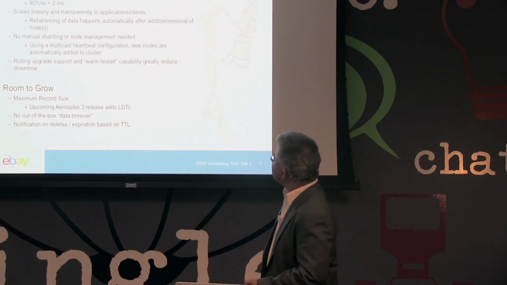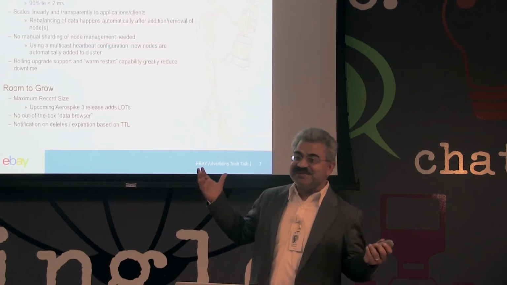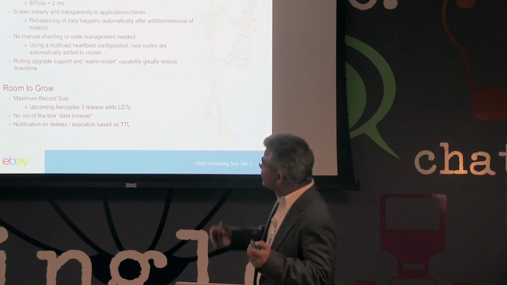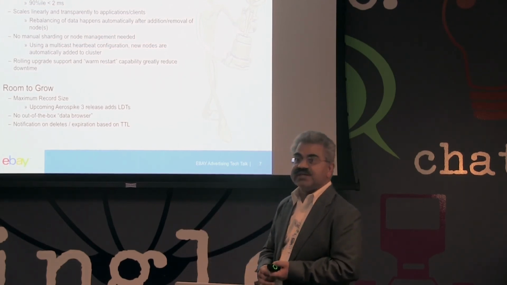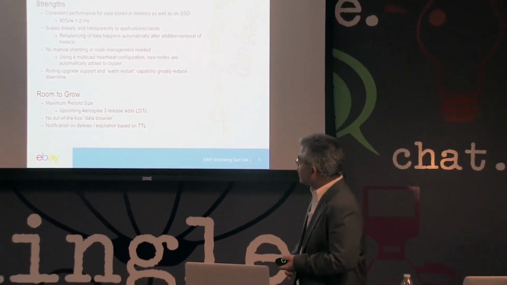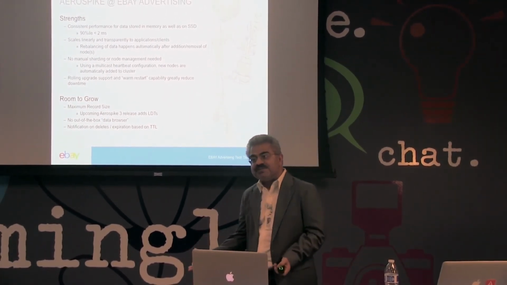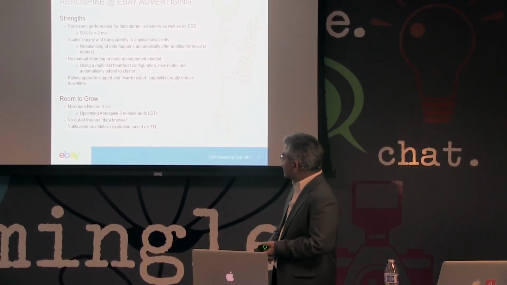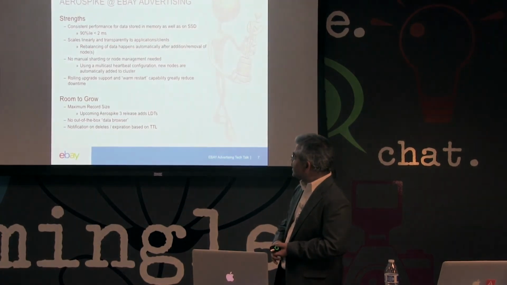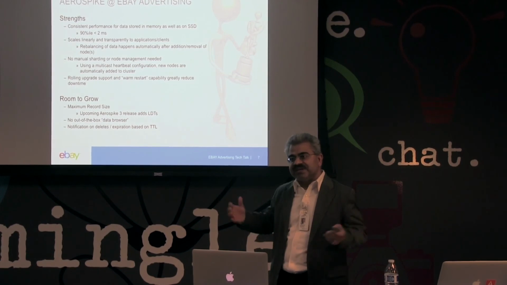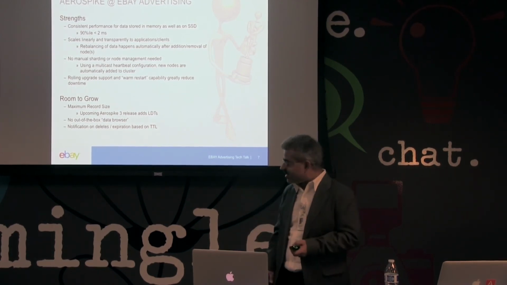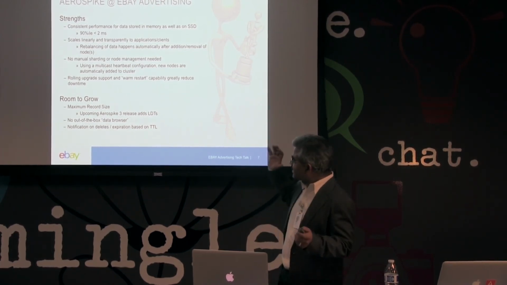And so far, I want to say yes, Aerospike has been amazing for us. You can talk about strengths. We have measured this over and over again. The 90th percentile comes in at less than 2 milliseconds. It scales linearly. Rebalancing happens automatically. It doesn't require as much hand-holding or sharding. You can add new nodes and it will automatically balance. You can upgrade versions. And of course, there are a couple of things about room to grow.